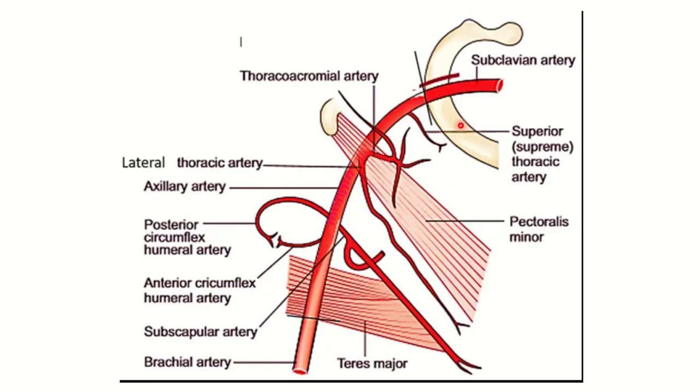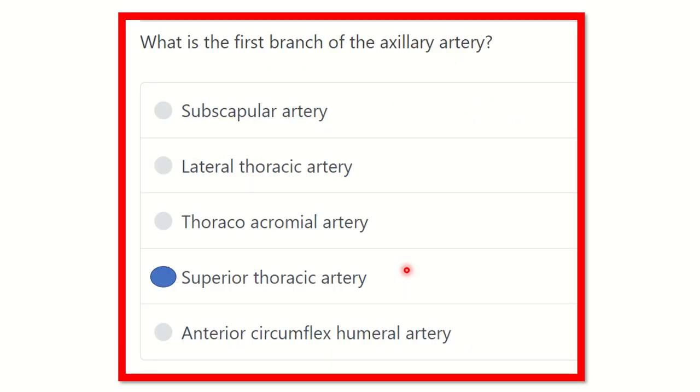So in another picture we can see very clearly the branches up to here. This is the first part 1 branch, second part 2 branches, and third part 3 branches. So here our final answer, that is easy now: the first branch of the axillary artery, that means from the first segment, is the superior thoracic artery.